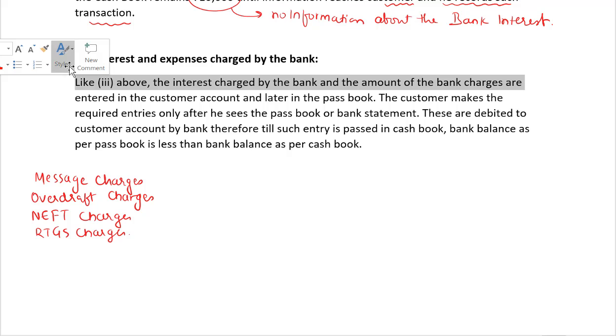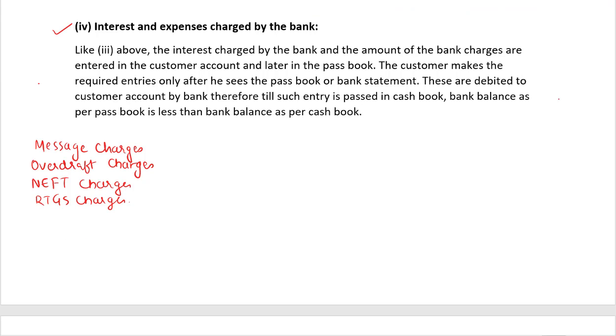Just see over here, like 3 above, the interest charged by the bank and the amount of bank charges are entered in the customer's book and later in the passbook. The customer makes the required entries only after he sees the passbook and comes to know about the expenses charged by the bank. These are debited to the customer's account directly, and therefore till the entry is passed in the cash book, the bank balance as per passbook is less than the bank balance as per cash book.